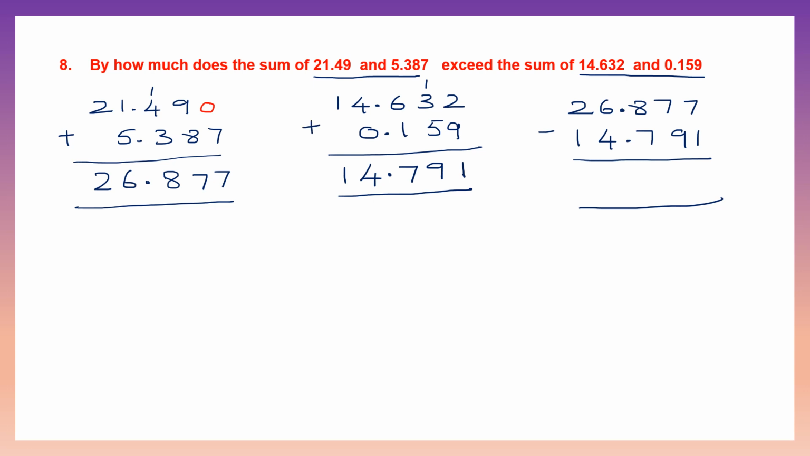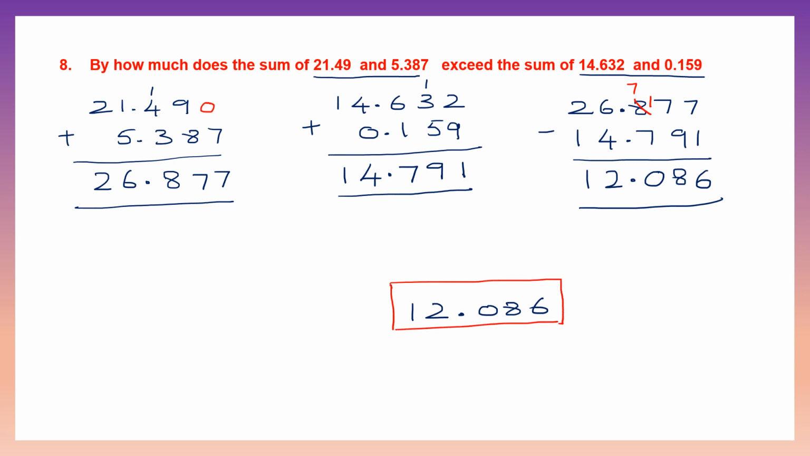subtract. The first two steps were addition. Third step is subtraction. So let's do that. 7 minus 1 is 6. Now 7 minus 9 you can't do, so let's borrow. 17 minus 9 is 8. 7 minus 7 is 0. 6 minus 4 is 2 and 2 minus 1 is 1. So our final answer is 12.086. So let's write this down as our final answer, 12.086.